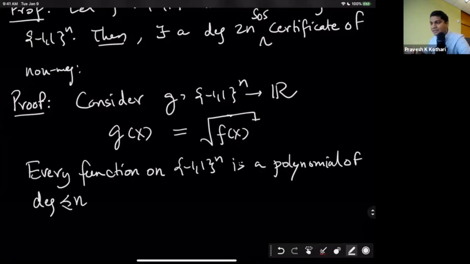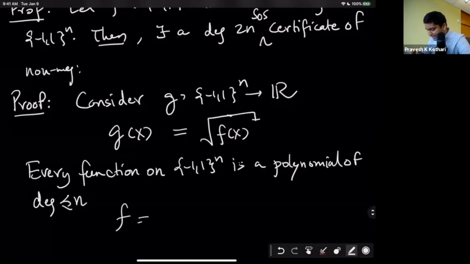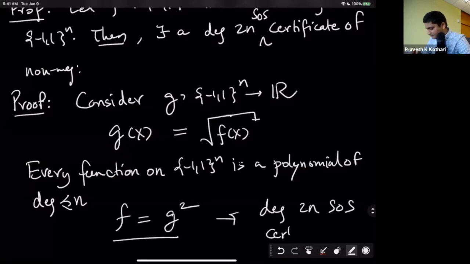So g itself is a polynomial of degree at most n, which means that I can write f as g square. g is of degree n, so g square is of degree 2n, and so this is basically a degree 2n SOS certificate. Okay, short and sweet, very simple. So at least there's always an SOS certificate of non-negativity. Good.